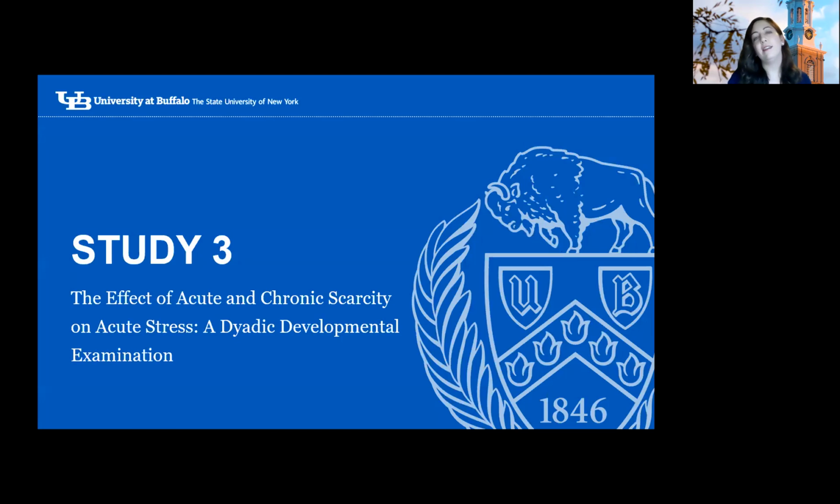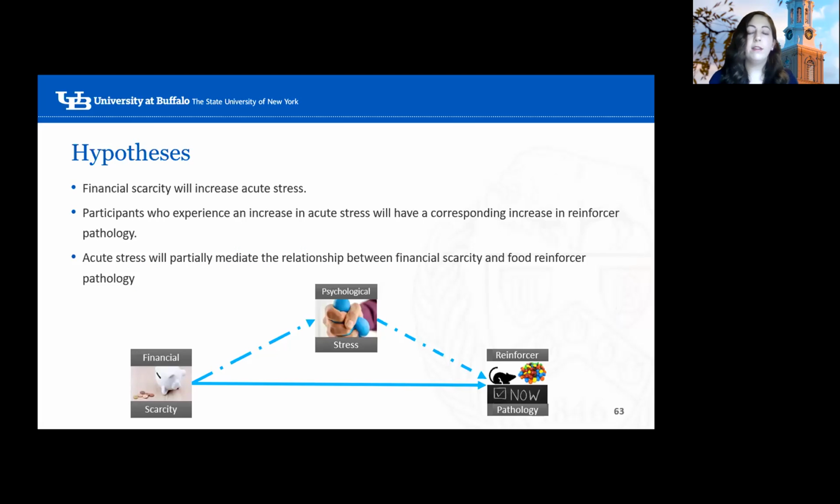All right, so moving on to study 3. As I mentioned in the beginning, there's an expansive literature on the role of stress in poverty and in eating. I wanted to see if stress might be involved in the relationships here with financial scarcity and reinforcer pathology. The goal of this study was to assess those relationships, and if they were apparent, I wanted to do a mediation analysis to look at the pathway.